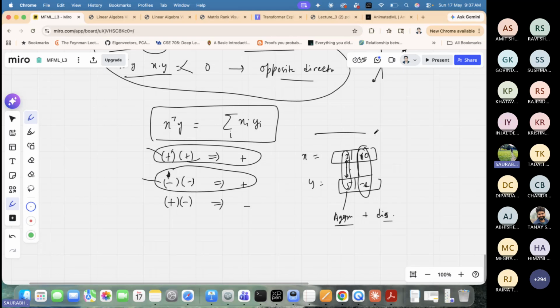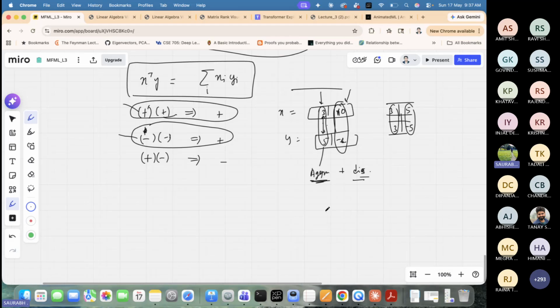There could be some dimensions wherein the vectors are disagreeing, and some dimensions wherein they are agreeing. Let's say, for example, 3 5 versus 3 and minus 5, right? They have a similar agreement on the first dimension. On the second dimension they have a difference, right? So it adds up agreement plus disagreement, because eventually what you do is 3 into 3 plus 5 into minus 5, right? So you are adding agreements and disagreements together, and that's what dot products do.